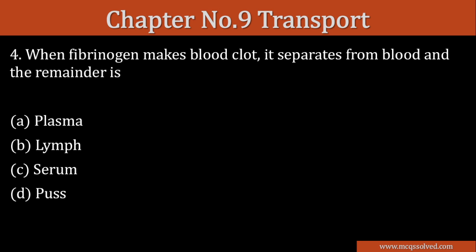When fibrinogen makes a blood clot, it's separated from blood and the remainder is a plasma, lymph, serum, pus. So the right option is C.